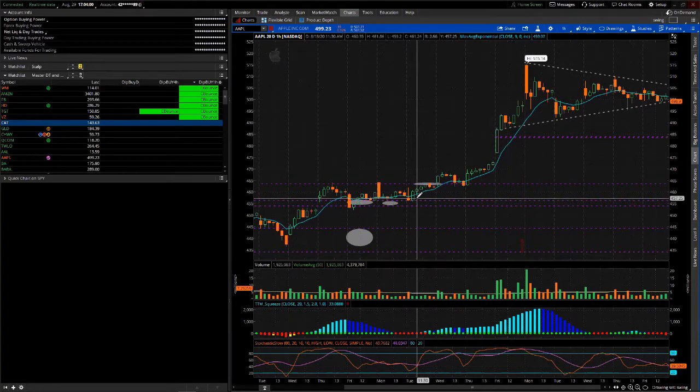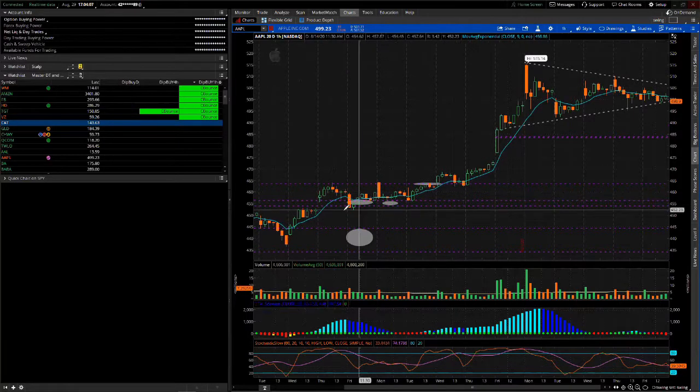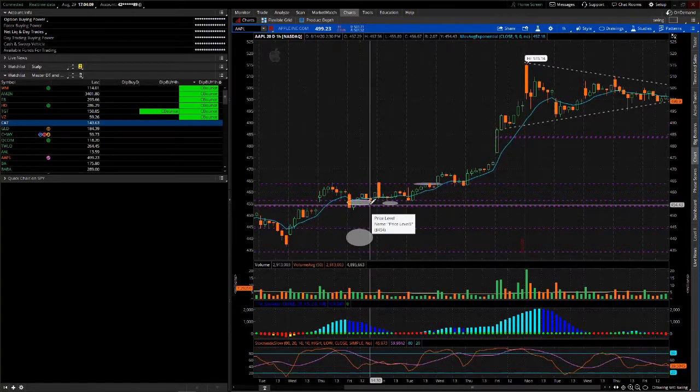The problem is with options, you don't know the time frame. I don't know if this is going to take a day, 2 weeks, 5 weeks to break out. But with stocks, you just buy and hold with your stop loss at the lower area.